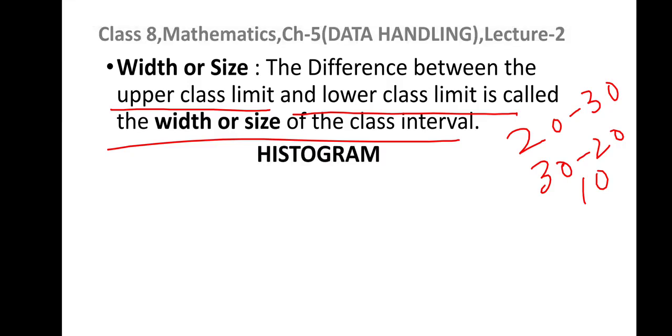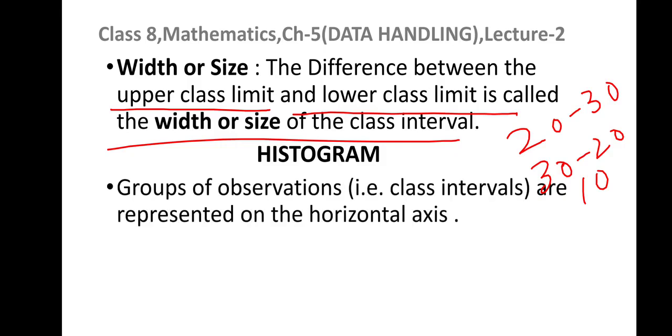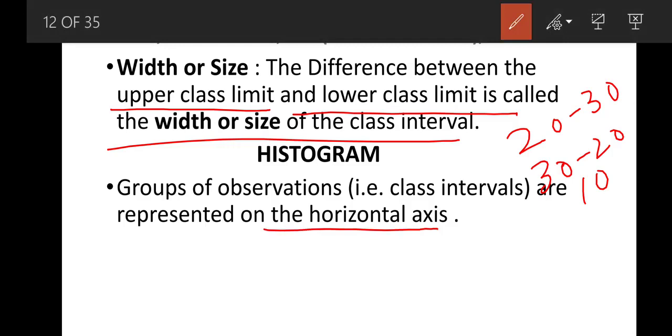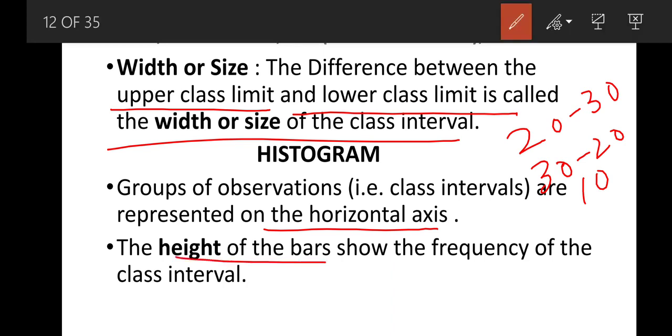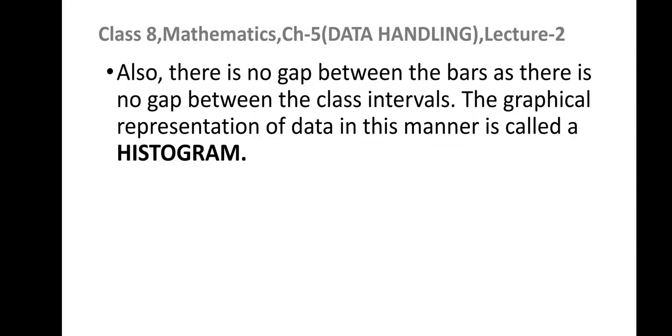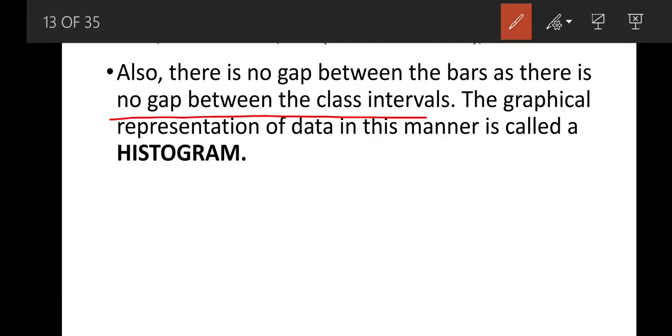Next comes the concept of histogram. In a histogram, groups of observations, that is the class intervals, are represented on the horizontal axis, that is the x-axis. The height of the bars shows the frequency of the class interval. And there is no gap between the bars as there is no gap between the class intervals. The graphical representation of the data in this manner is called a histogram.